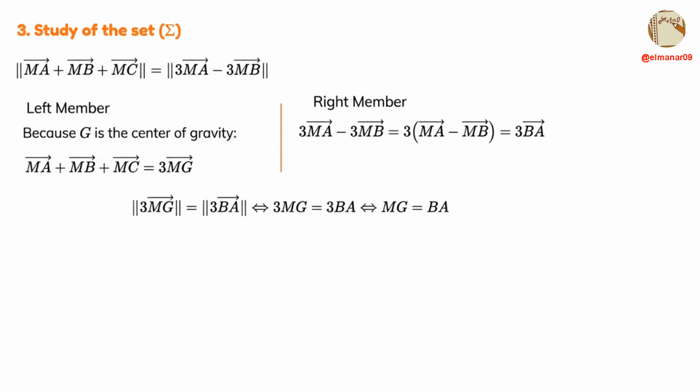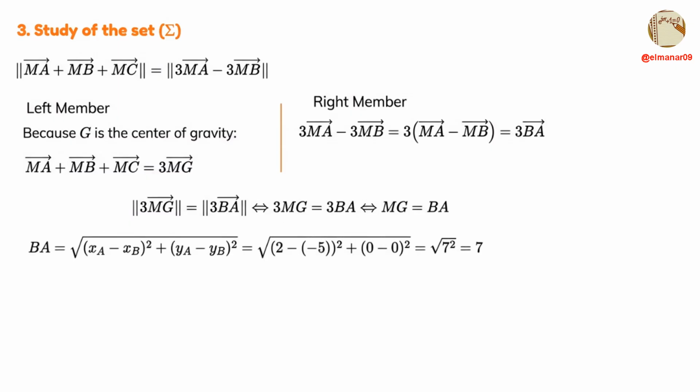We use our coordinates. A equals (2, 0), and B equals (-5, 0). BA equals the square root of (XA minus XB) squared plus (YA minus YB) squared, which equals the square root of (2 minus -5) squared plus (0 minus 0) squared, which equals the square root of 7 squared. And there it is. The result is in. BA equals 7.